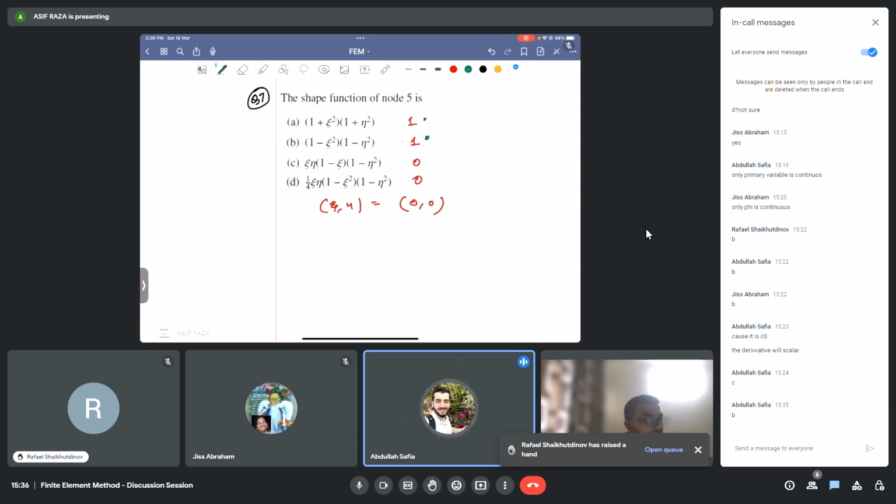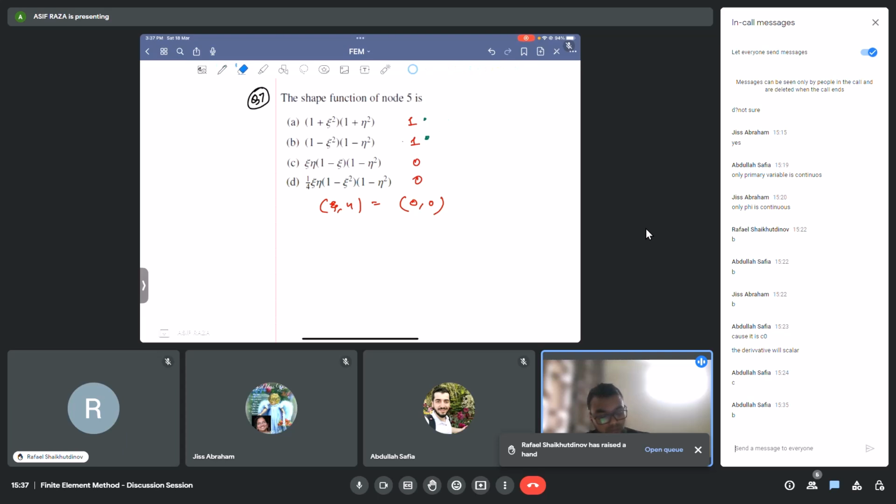Yes, actually, we need the shape function to be 0 at all other nodes. When psi is 1 and eta is 1, I substituted 1. That's what I wanted to say: for this node, the value will be 1 at the same node. Like node 5, this will give me the value 1. But at other nodes, this shape function value should give me a value equal to 0.